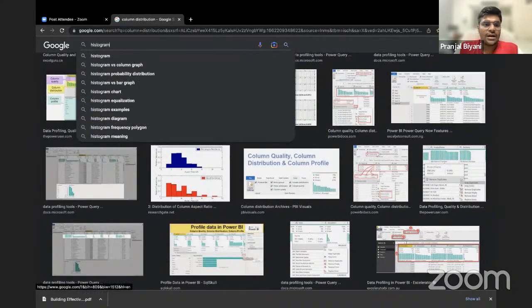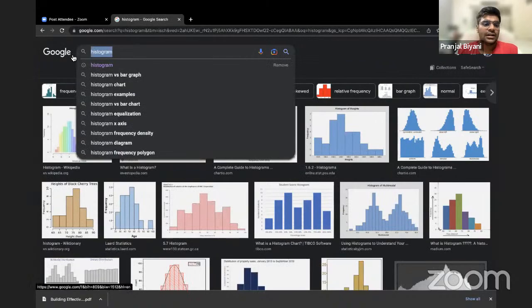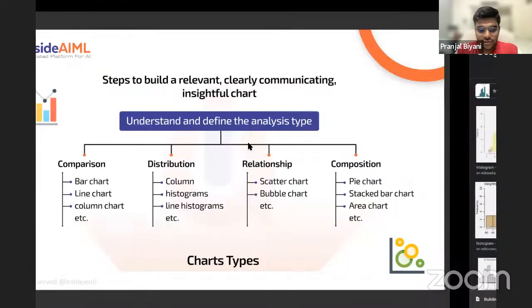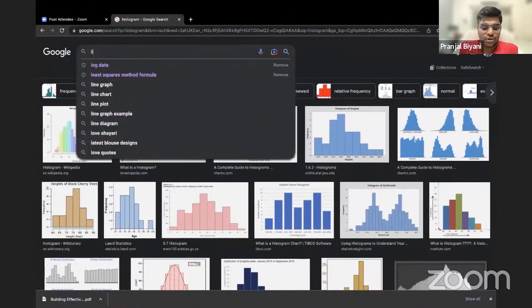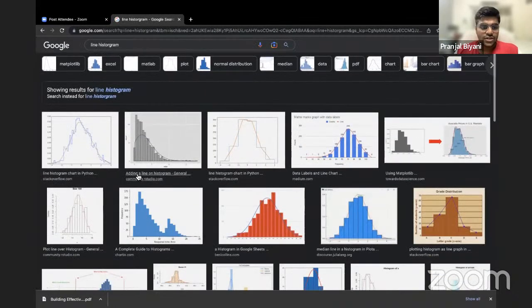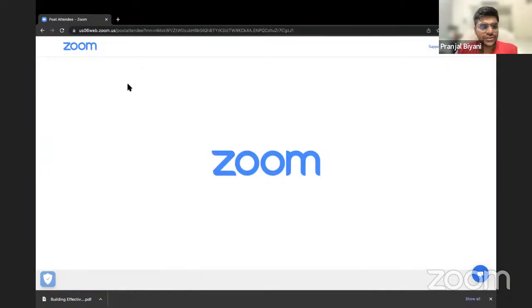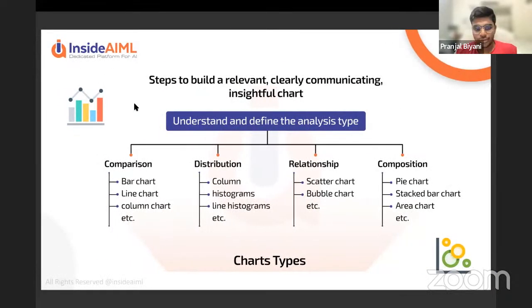If you look at a histogram, sometimes they convert this into a curve also. You can change the bucket sizes. And finally, we had another one, which was line histogram. Here they have done a histogram and then added a line that estimates the histogram. So largely, histogram is used for distribution, not the other ones. I hope that makes your question clear, Nisha.